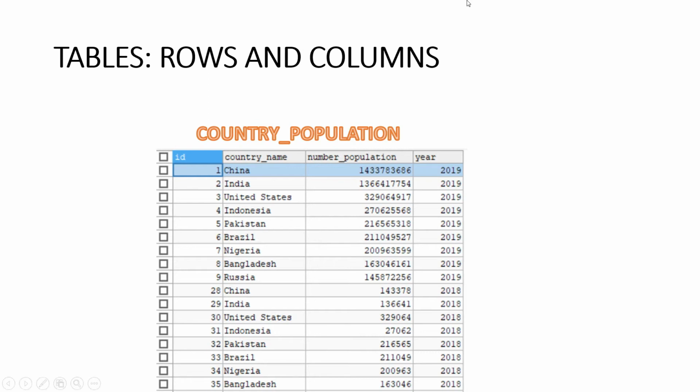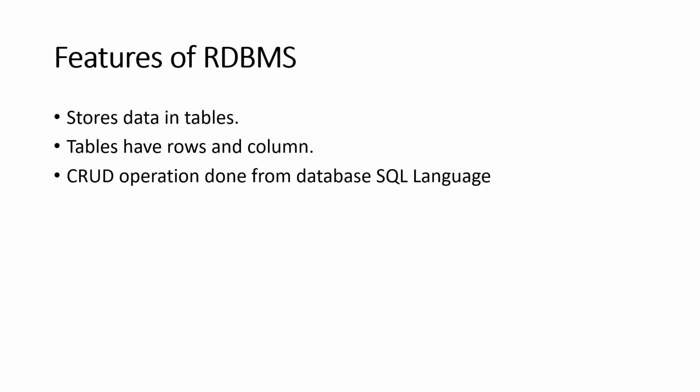Now we will talk about the features of RDBMS. It stores data in tables. As you saw earlier, tables have rows and columns. CRUD operations are done on the database with the SQL language. For example, we can create a table, we can retrieve data from the table, and we can update or delete data. Now let's see how in an RDBMS one table is related to another table. I am not going into more detail about the RDBMS; we just check the main concepts, how a table has a relation with another table.